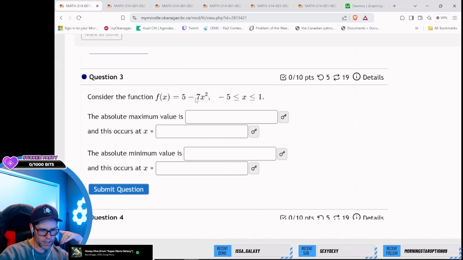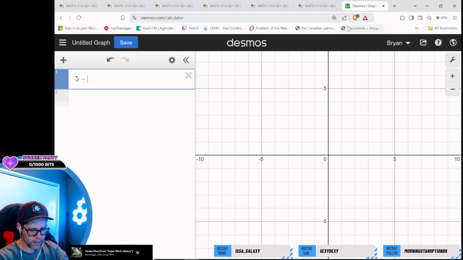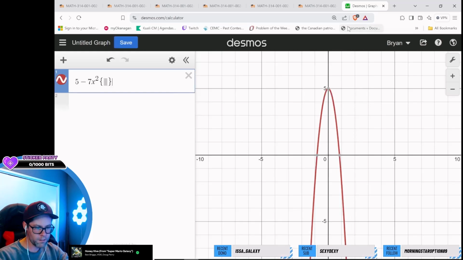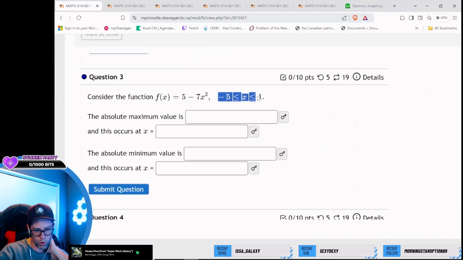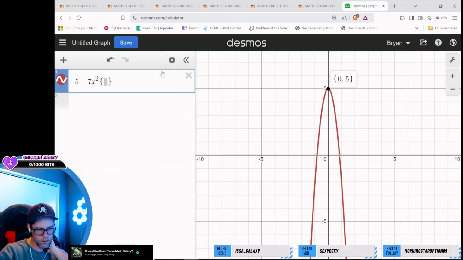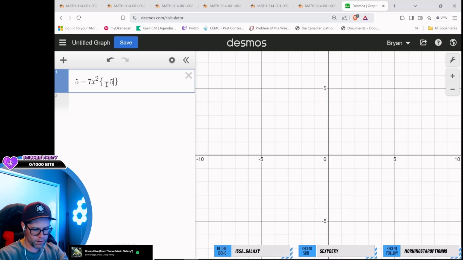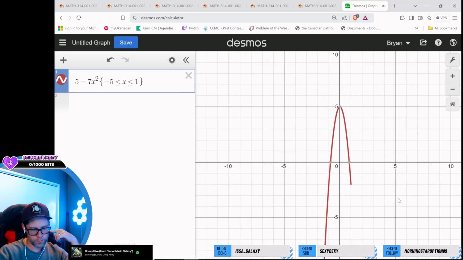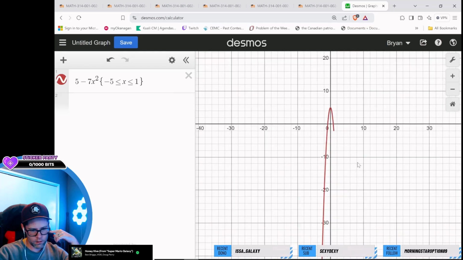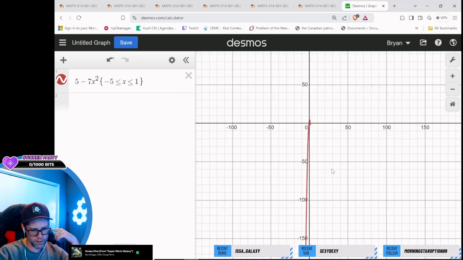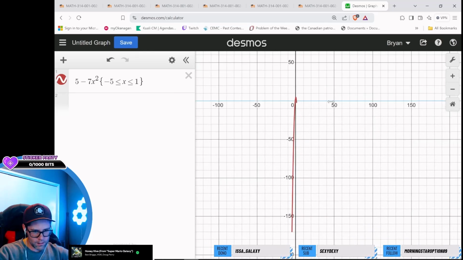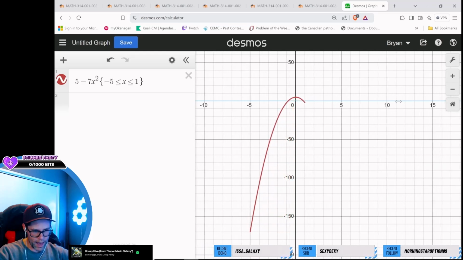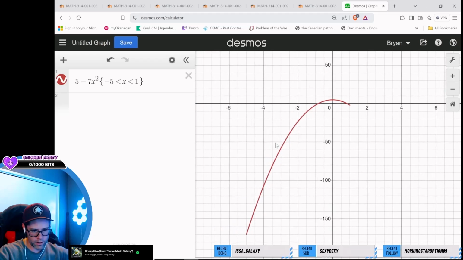So let's actually look at this. 5 take away 7x squared. But we want to view this. So this clearly has a maximum at 0. And that's it. But we're restricting this, and we're only looking between -5 and 1. So I only want to look at this between -5 and 1. So here is, geez, that is really far down. So I'll try to adjust the axes a little bit so you can see what the shape of this function looks like. So here it is, between -5 and +1.